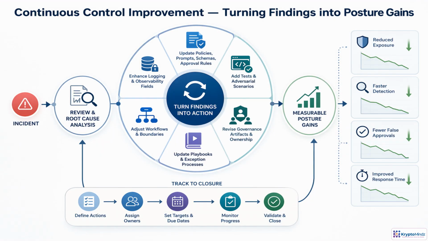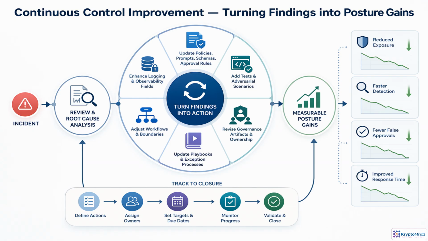An incident review only creates value when it changes the system. After root cause analysis, translate findings into concrete control updates: tighter prompts, schemas, approval rules, workflow boundaries, and logging. Add regression tests and adversarial cases so the same failure mode is caught before production.